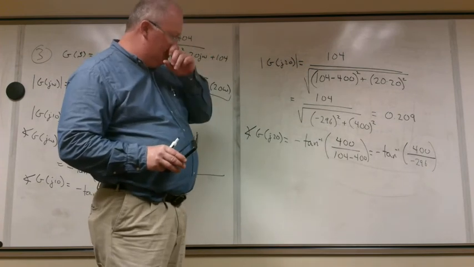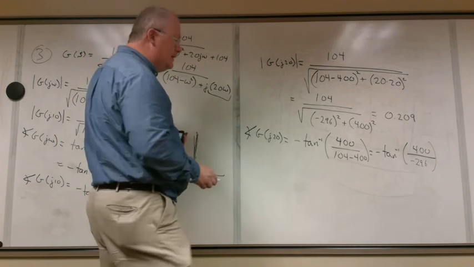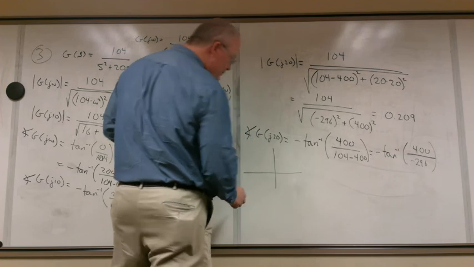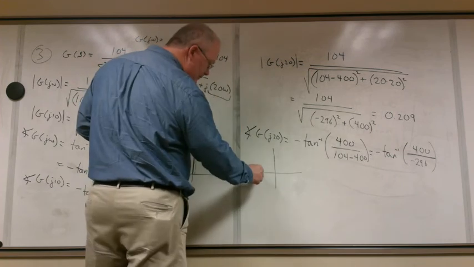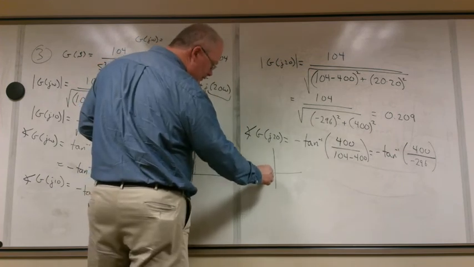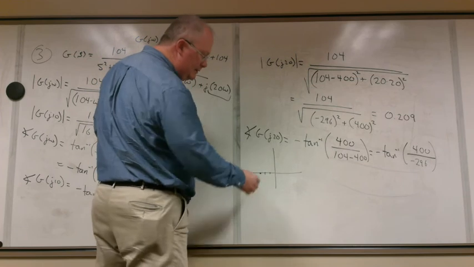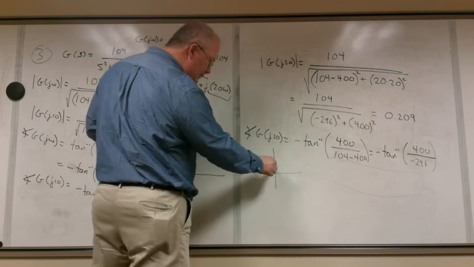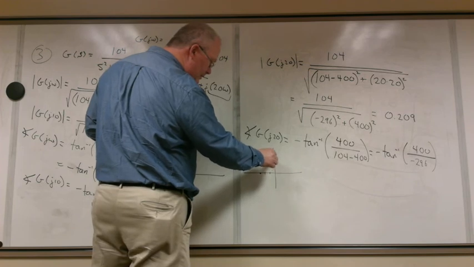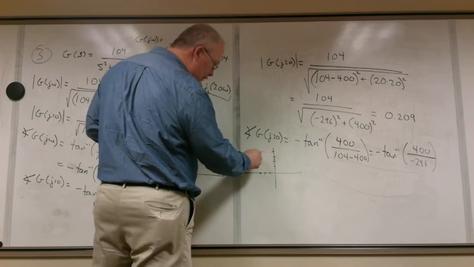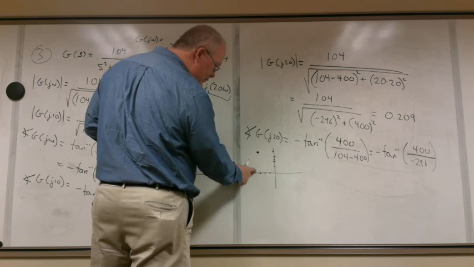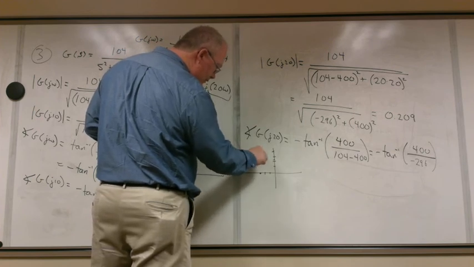First off, where does 400 as an imaginary value and negative 296 as a real value put you? Well, let's just call it 300, because 296 is pretty close to 300, so there's our negative 296. That means 400 is going to be about up there, 1, 2, 3, 4, something like this.